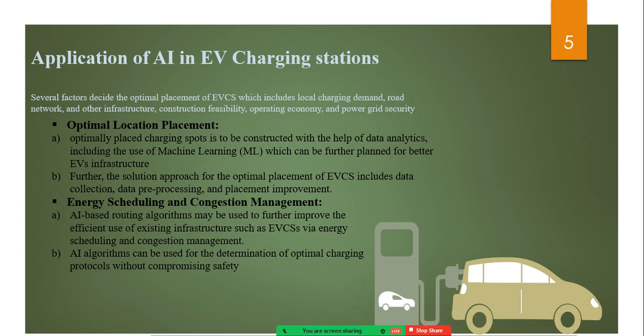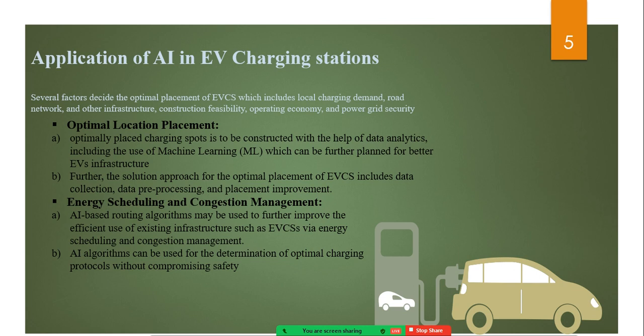These could be local charging demand, road connectivity, and other infrastructure, such as the supply of electricity to that area, construction feasibility, meaning how feasible the construction is, operating economy, and power grid security. Being very specific, there is also optimal location placement. With the help of data analytics, including the use of machine learning, better electric vehicle infrastructure could be planned.